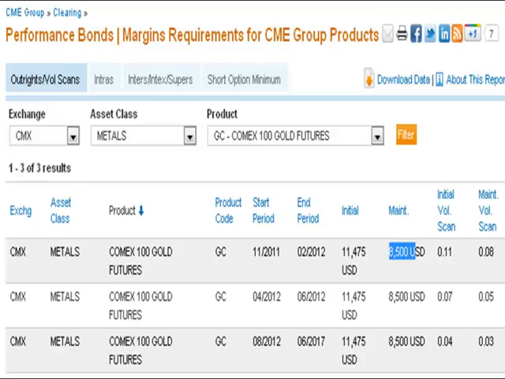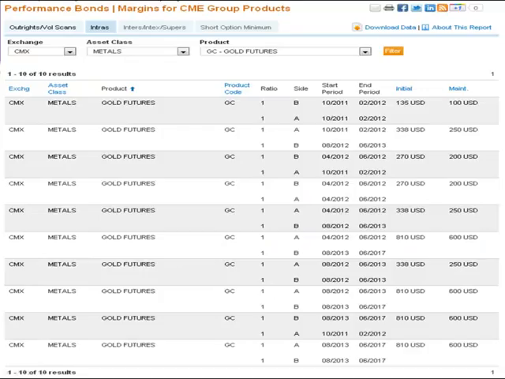So basically, what happens is $11,500 or whatever to get in, and then they won't hold all that money. They'll only hold $8,500 of it after you get in, so it won't tie up that additional money. But if you hold it past the close, they're going to go back to $11,475, and then when the market opens back up, they'll drop it over to $8,500. Okay. So that's initial and maintenance margin.